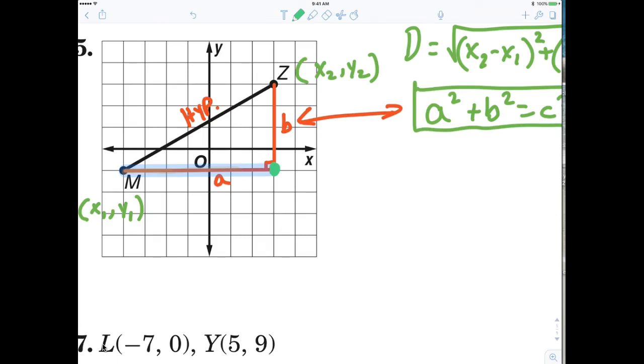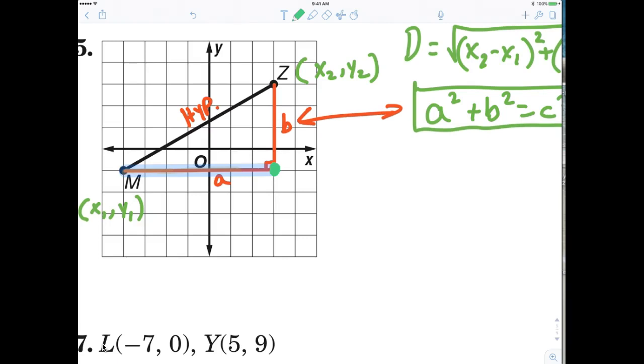Now, listen up. Here's how you're getting smarter. Why is this x2, y2, and this x1, y1? Because they are completely different points. I could identify this as x3, y3, but that's not correct. It's x2, y1.